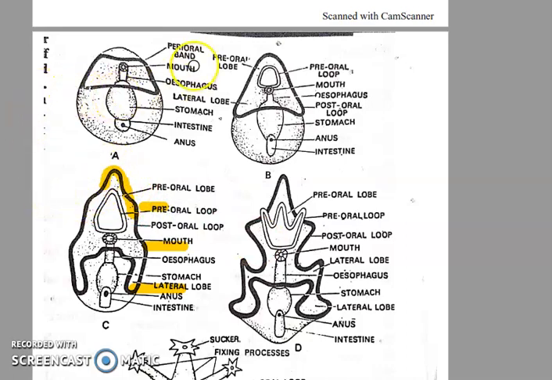And this perioral band that was present initially gets divided into two loops, the preoral loop and the postoral loop. So preoral and postoral loops are formed from the perioral band. This preoral loop borders the preoral lobe, the front lobe, and the postoral loop borders the lateral lobes, which are three pairs on the posterior side. So this is the Bipinnarea larva.